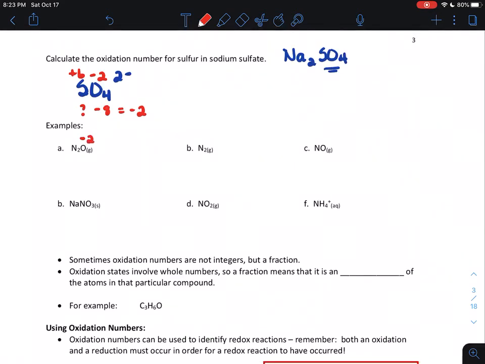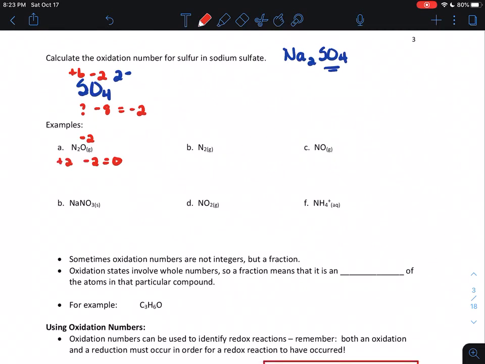So here we go. -2 for oxygen. I've got -2 that's got to equal 0, so that's +2. But I've got 2 nitrogen, so I've got to divide that +2 by 2. So this gives me a number of +1. So the oxidation number of the nitrogen is +1. N2 is 0, my favorite one. I love elements by themselves. I don't have to figure anything out. Nitrogen monoxide, -2. So that nitrogen has to be +2.